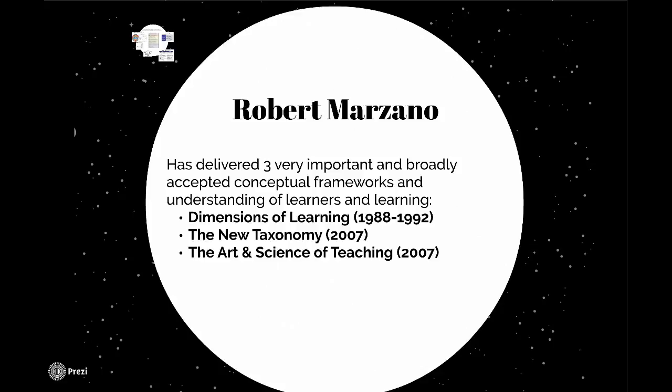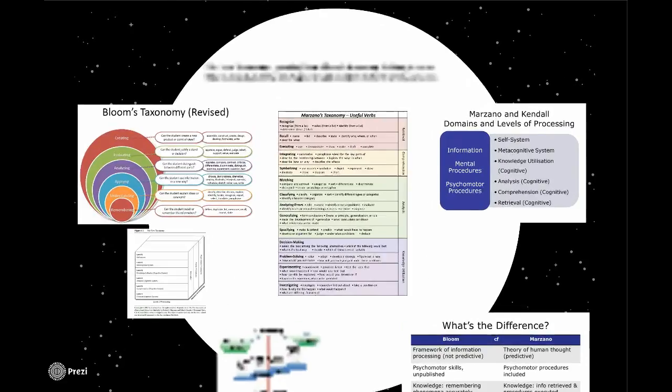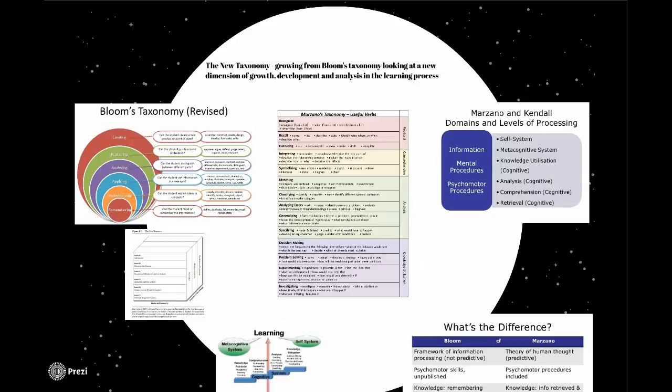1992, and is actually across the US, across Australia, across Britain and other educational areas. And it's a way of teaching and learning. We'll delve into that in a moment. The New Taxonomy in 2007, and then the Art and Science of Teaching. The first place I want to go is the New Taxonomy, because that's the one that is, I suppose, most significant to us where we are right now.